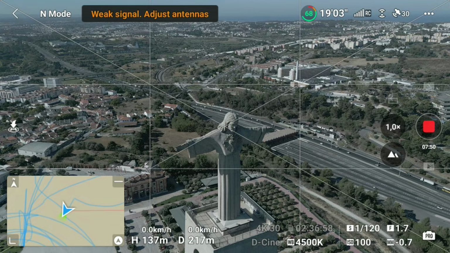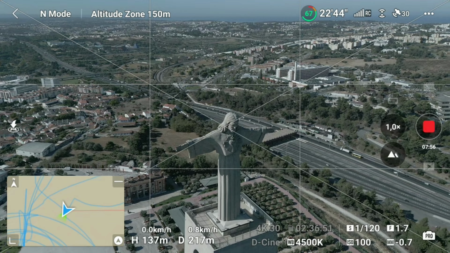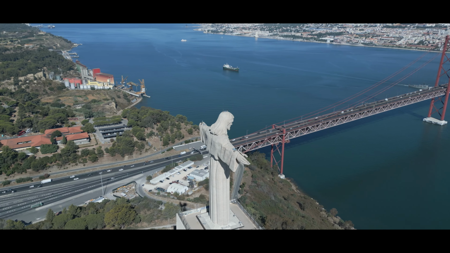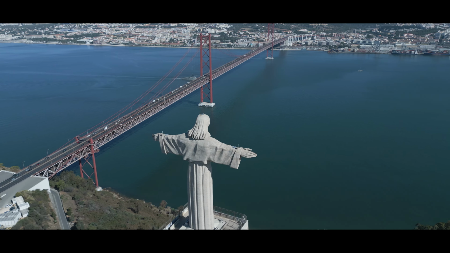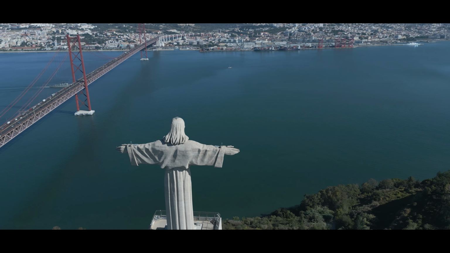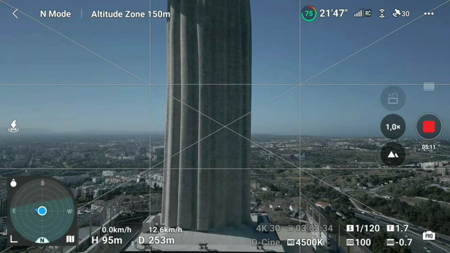For our next shot, we are going to do another orbit, but this time with a higher altitude. Next up, we are going to do some detailed shots, and we start with the simple upwards movement.